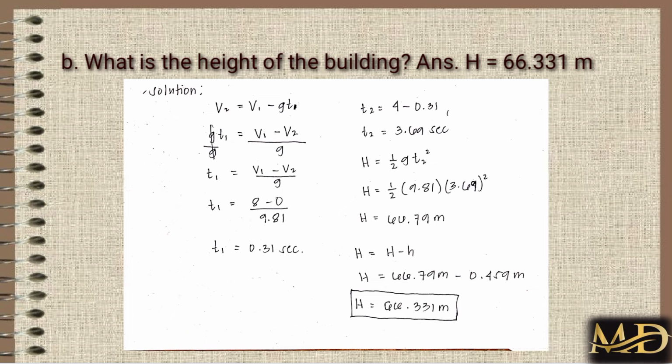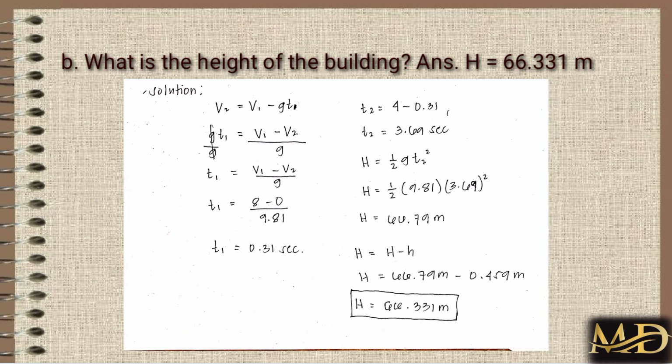Letter B. What is the height of the building? Then solution: V2 is equal to V1 minus GT1, so GT1 is equal to V1 minus V2, all over G. So T1 is equal to V1 minus V2 all over G. T1 is equal to 3 minus 0 all over 9.81. Then T1 is equal to 0.31 seconds. So T2 is equal to 4 minus 0.31. Then T2 is equal to 3.69 seconds.